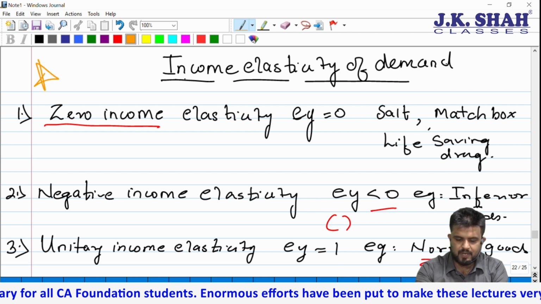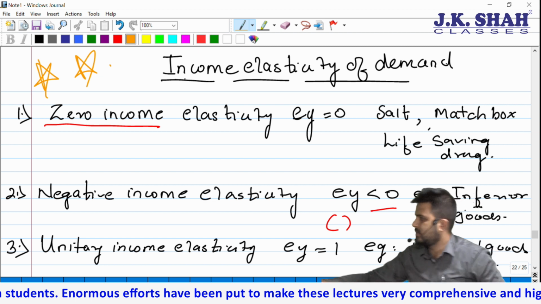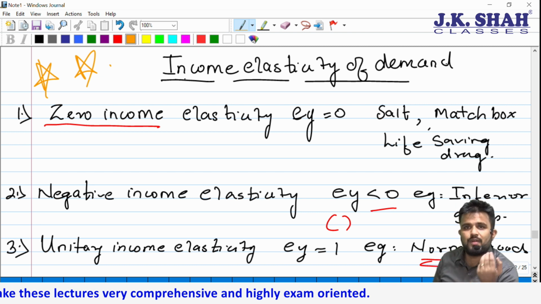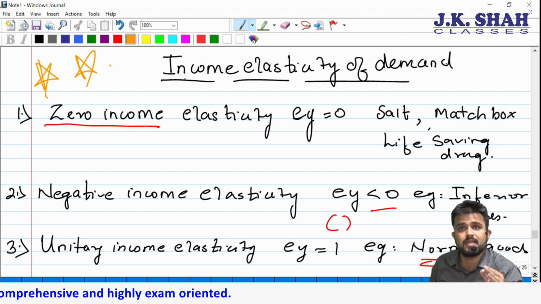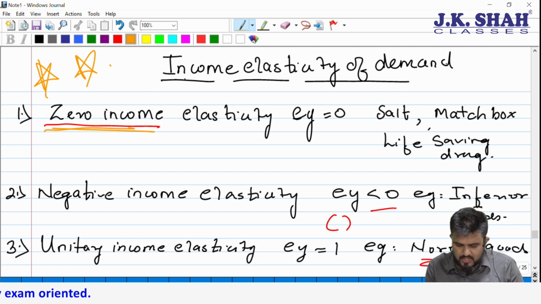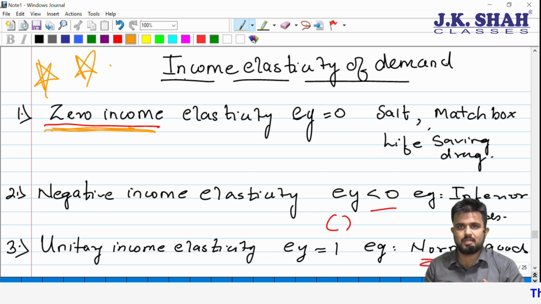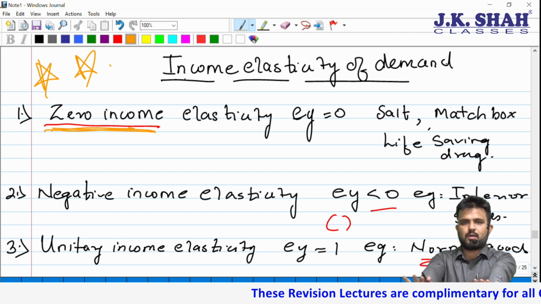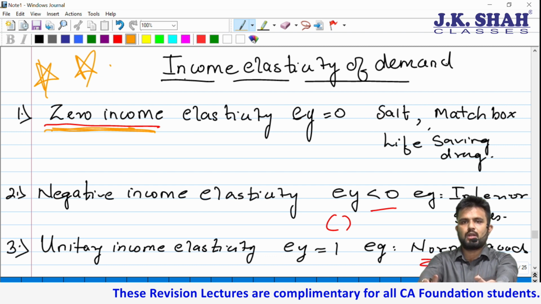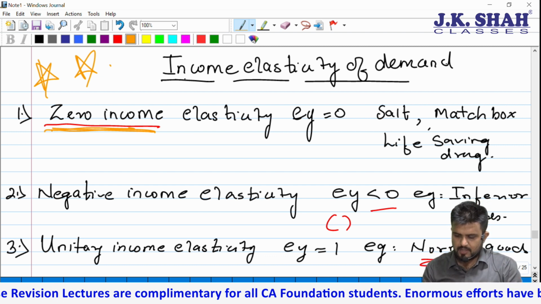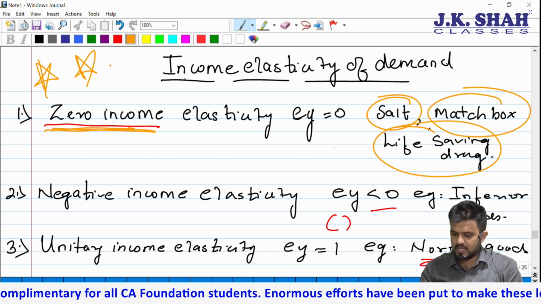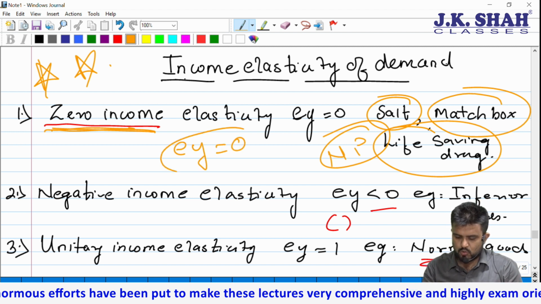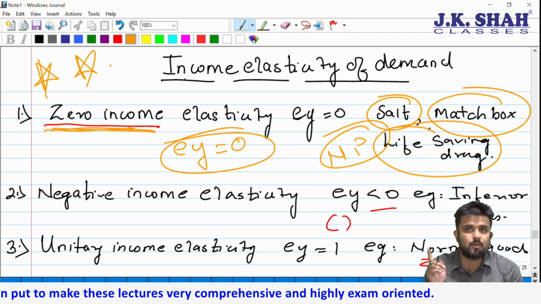Now moving to the very important part, that is income elasticity of demand. Let's understand what is this income elasticity. Very much similar to what we did just now, that was price elasticity. This is income elasticity. First is zero income elasticity, which means no change. Your income increases, your income decreases, demand for that commodity will remain same. More income, less income, still you are going to buy that commodity. Examples like salt, matchbox, life-saving drug, newspaper could be the example. So EY equals to 0. But this is income, not price.